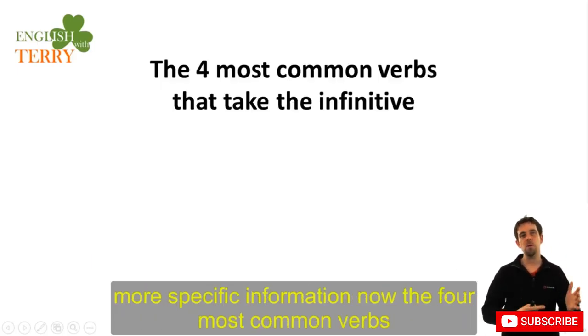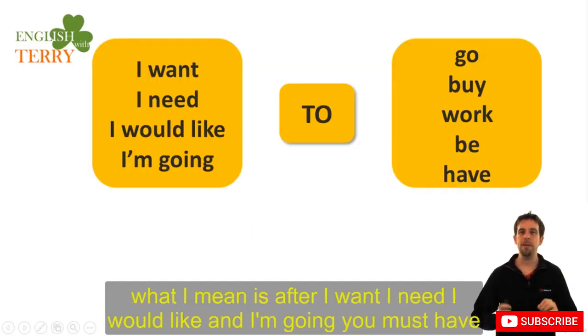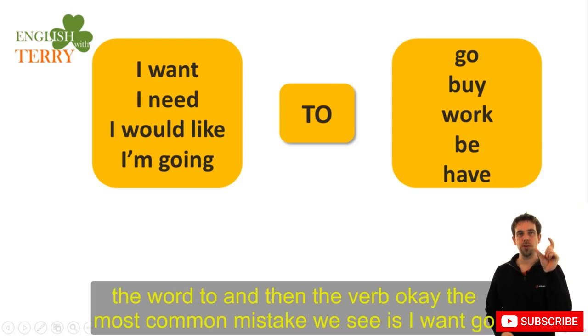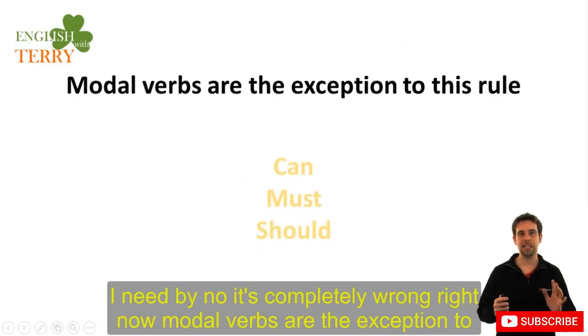Now, the four most common verbs that take the infinitive are to want, to need, I would like, and going to, right? So what I mean is after I want, I need, I would like, and I'm going, you must have the word to and then the verb, okay? The most common mistake we see is I want go, I need buy. No, it's completely wrong, right?